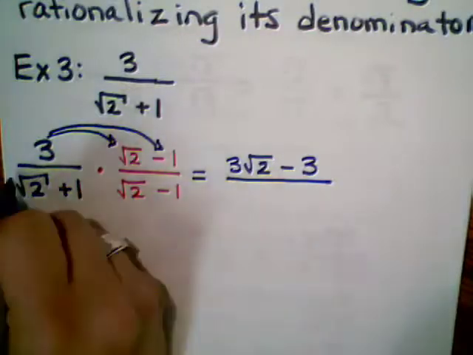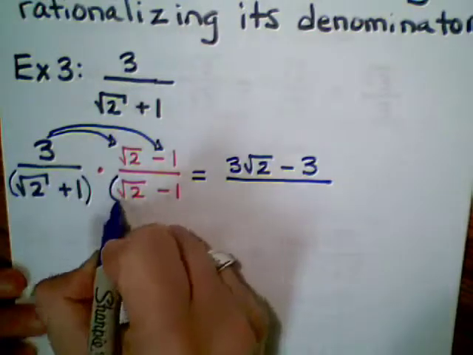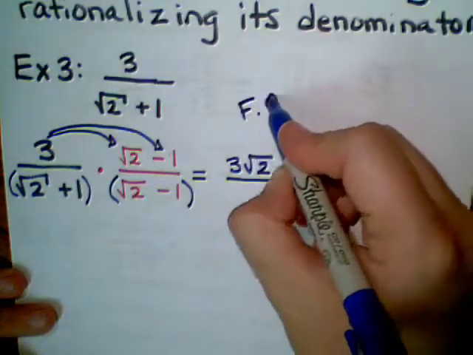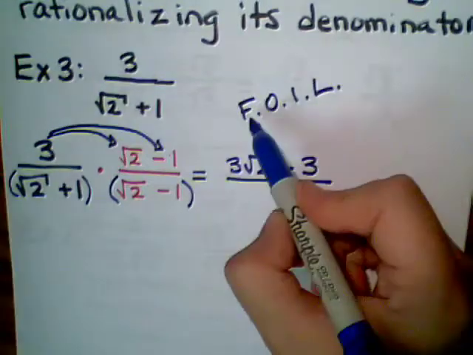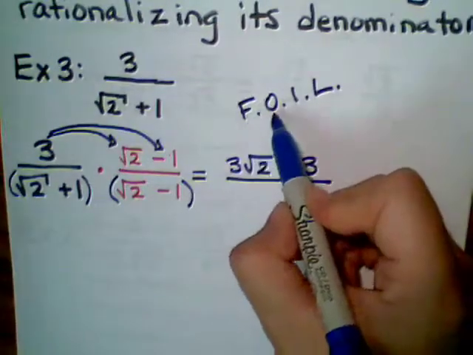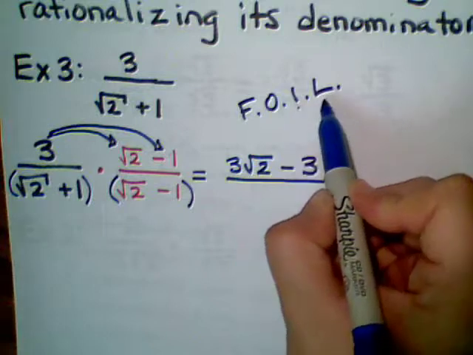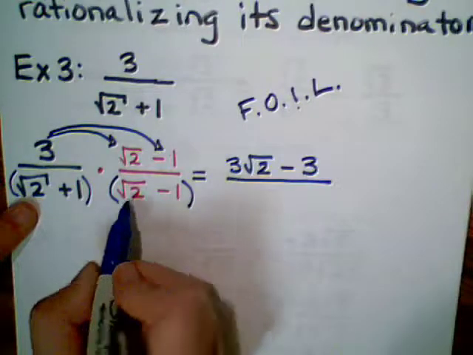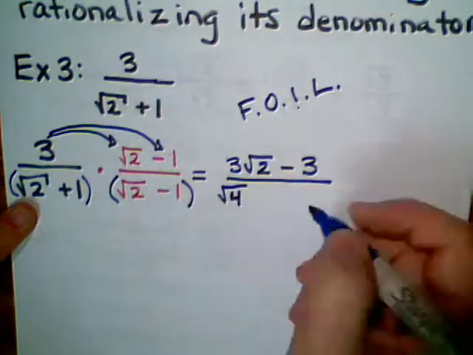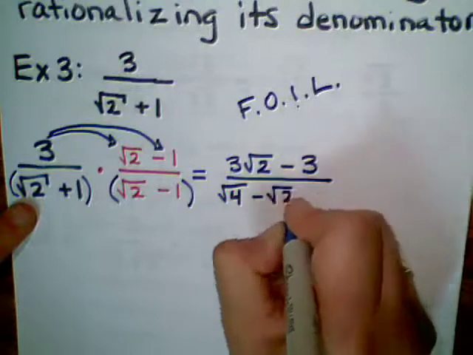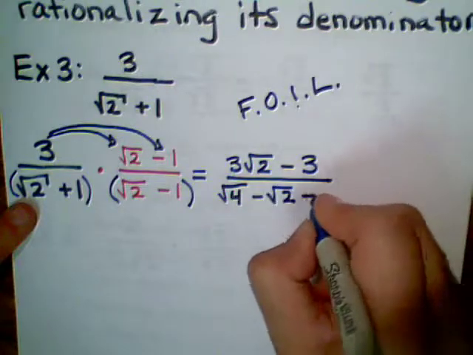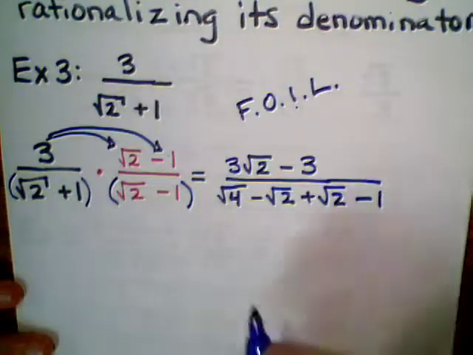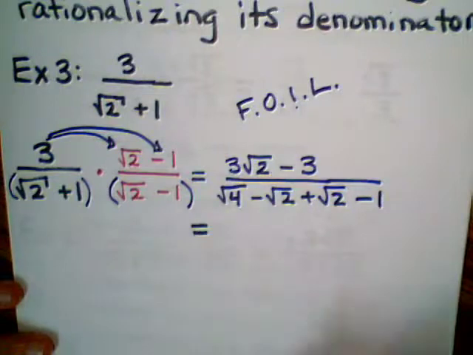Okay. Now in the denominators, we have a binomial times a binomial. We can use a process that we've talked about before, FOIL, where we multiply the first products, the outside products, the inside products, and then the last products. So we'll get 4 terms. The first product is square root of 4. The outside product, negative square root 2. The inside product, positive square root of 2. And the last product, negative 1. Okay. Take a look at that and see how it simplifies.